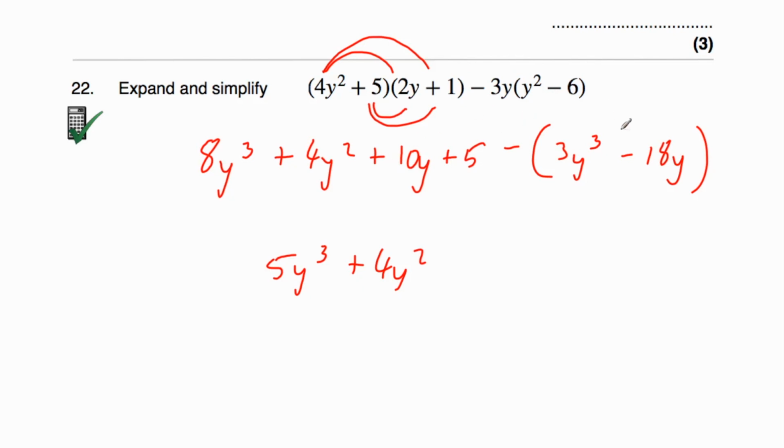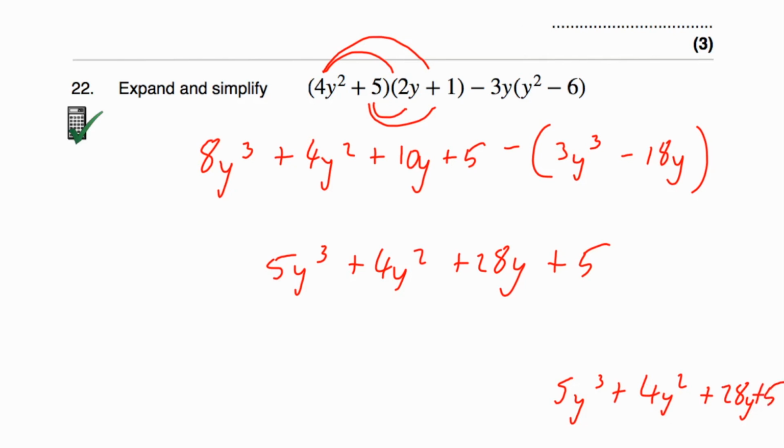So 10y take away minus 18y. We're minus in minus, so we're adding it on. 10y plus 18y would be plus 28y. And then finally, plus 5. So our answer would be 5y cubed plus 4y squared plus 28y plus 5. So that's one approach we could use.